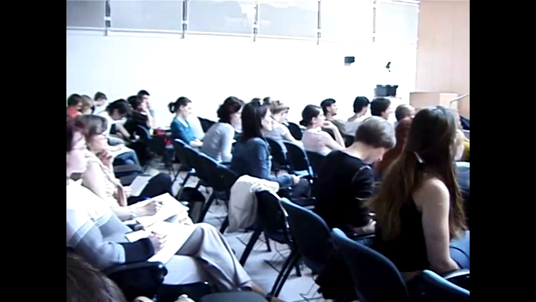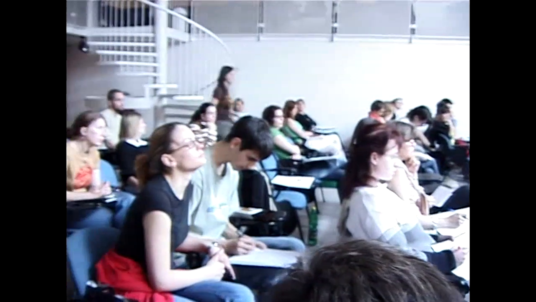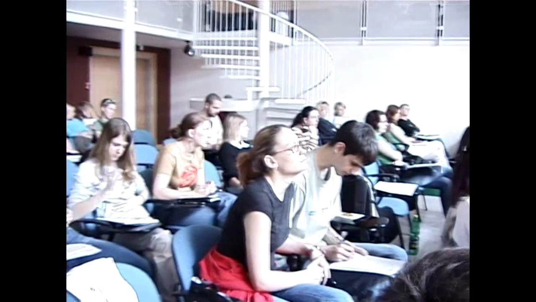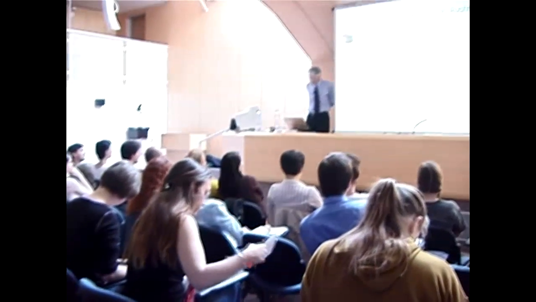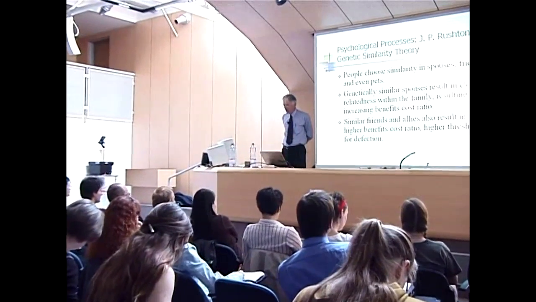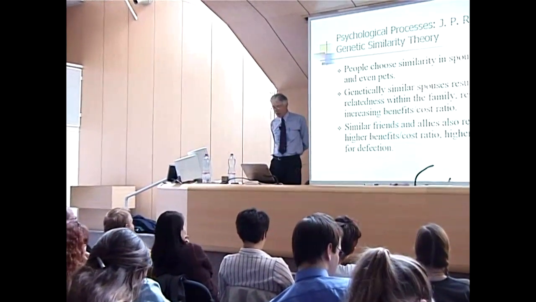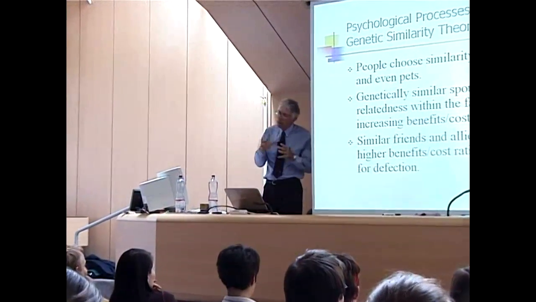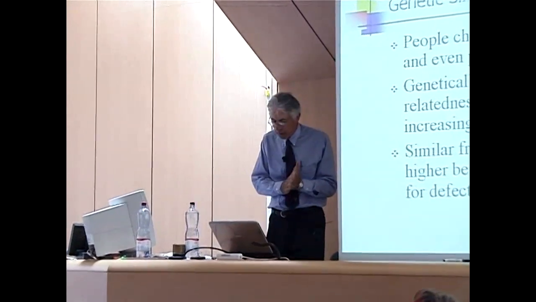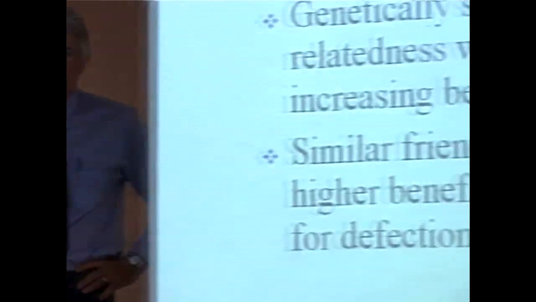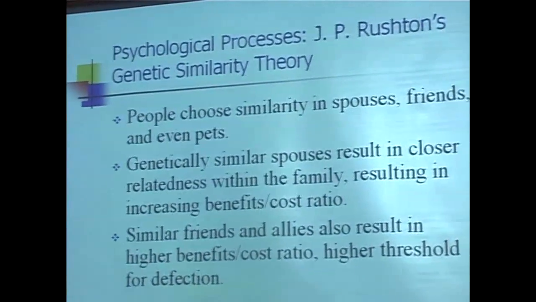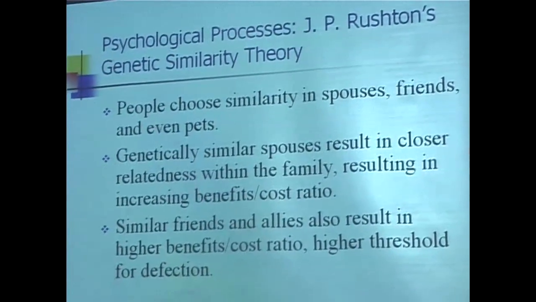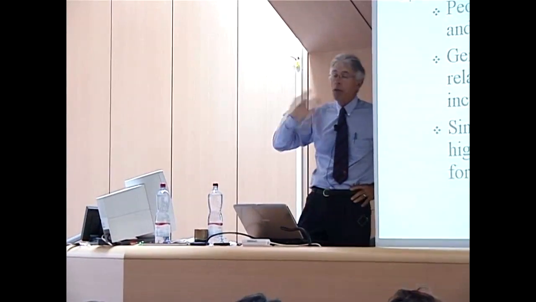Okay, what about psychological processes? Because I do think that groups are maintained ultimately by social controls, but certainly some psychological processes are contributing to this. And Phil Rushton, well-known evolutionary psychologist, proposed genetic similarity theory as a way of understanding why people congregate together. First of all, people choose similarity in spouses, friends, and pets. So even when people get married, they are more alike. They're more alike on IQ. They're more alike on personality. If you look at your friends, they are more alike to you than average on all kinds of traits, just about any trait you can imagine.